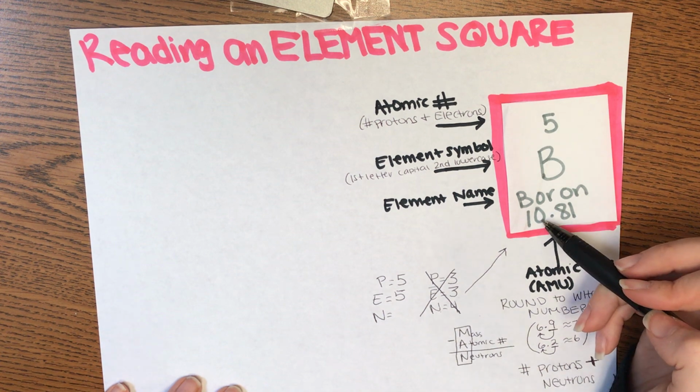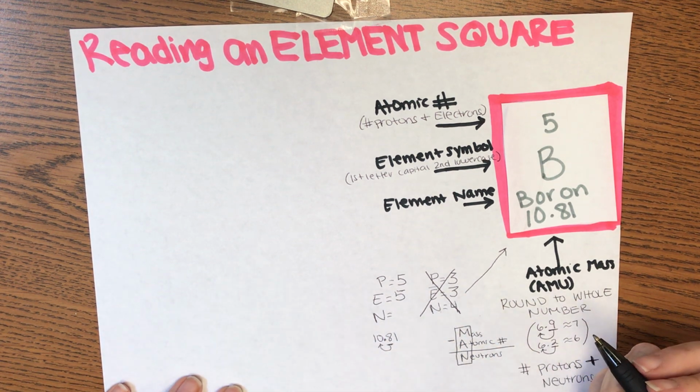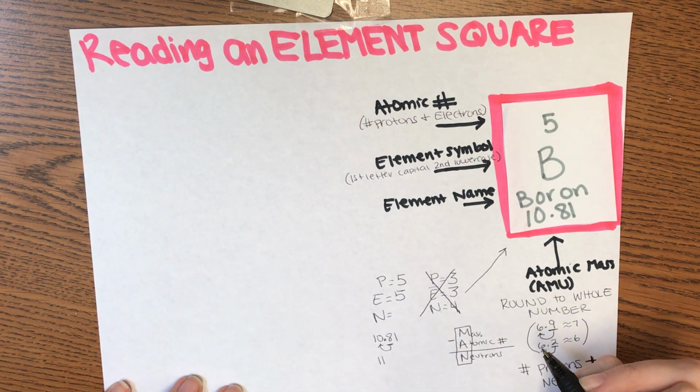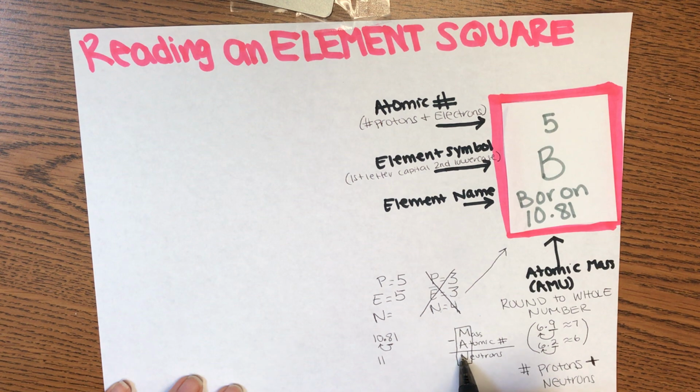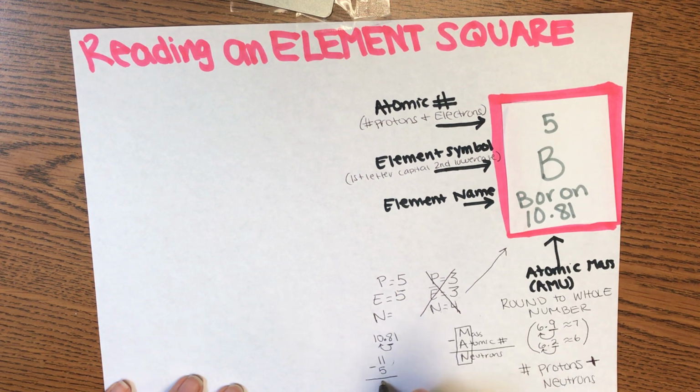The atomic mass for boron is 10.81. The number after the decimal is above 5, so we would round this mass to 11. To find the number of neutrons, we take mass minus the atomic number, and that gives us our neutrons.